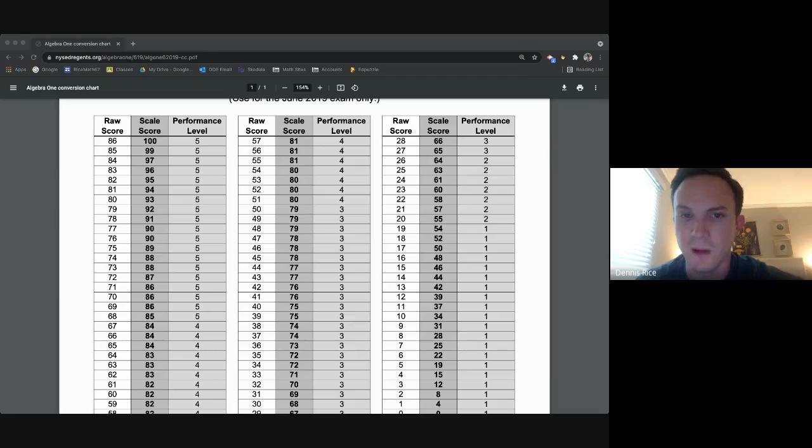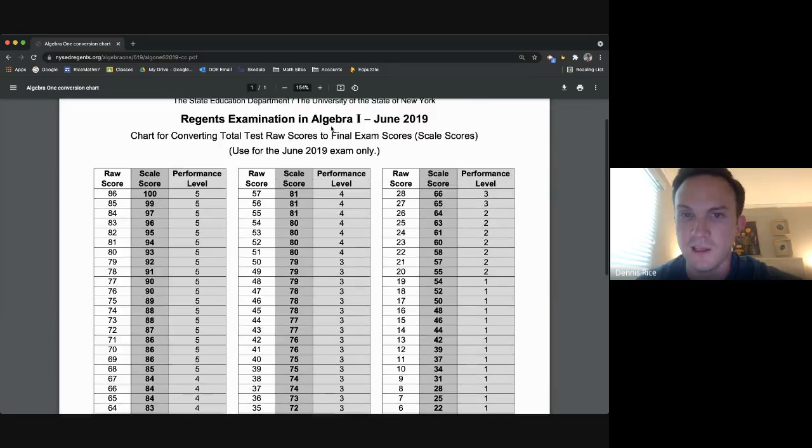This is just for math. Yeah, this is not the science. I don't know what that's out of. And they change this every year. Notice it just says 2019.